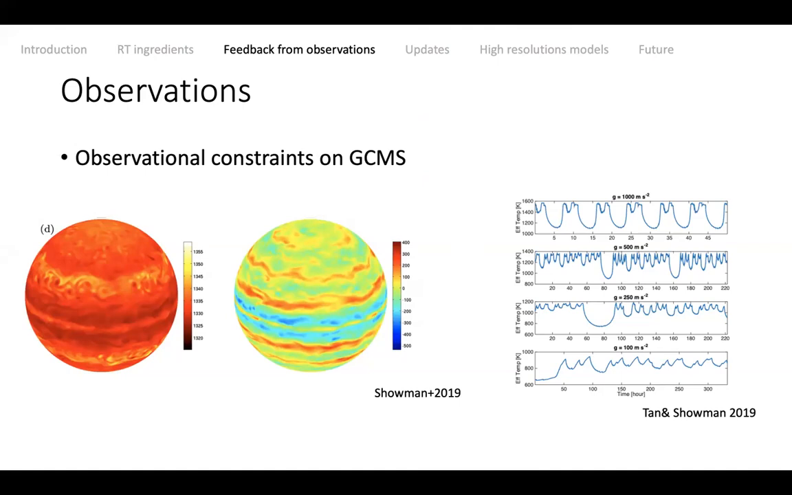And some models were suggesting that we have mostly vortices in these atmospheres. Other models could produce banded structures, but with such observations from Hubble and Spitzer, for the first time, we were able to place constraints on GCMs, and actually with the introduction of proper clouds, Tan and Showman were able to reproduce variability comparable to what we have been observing with Spitzer.